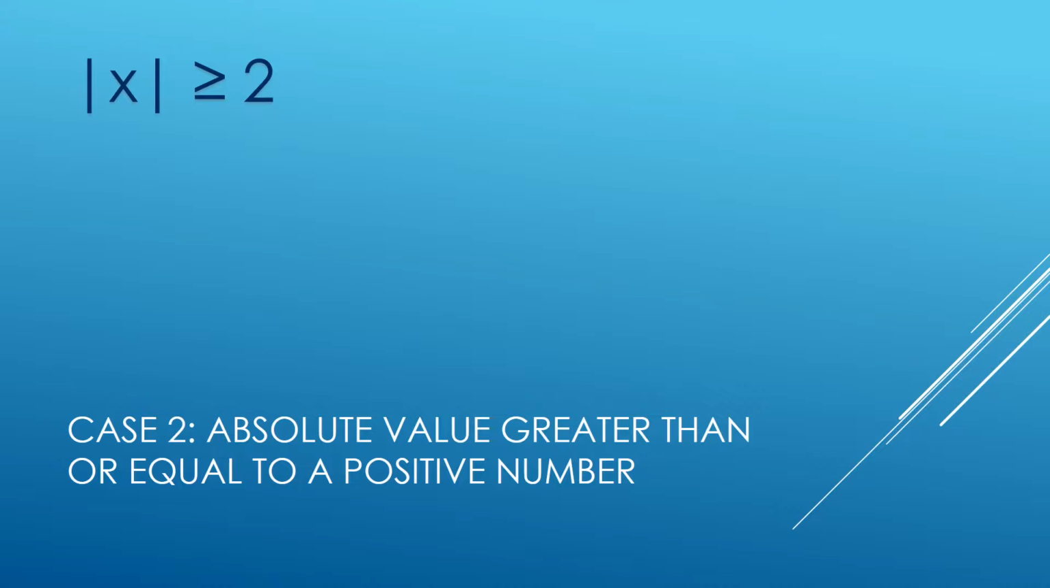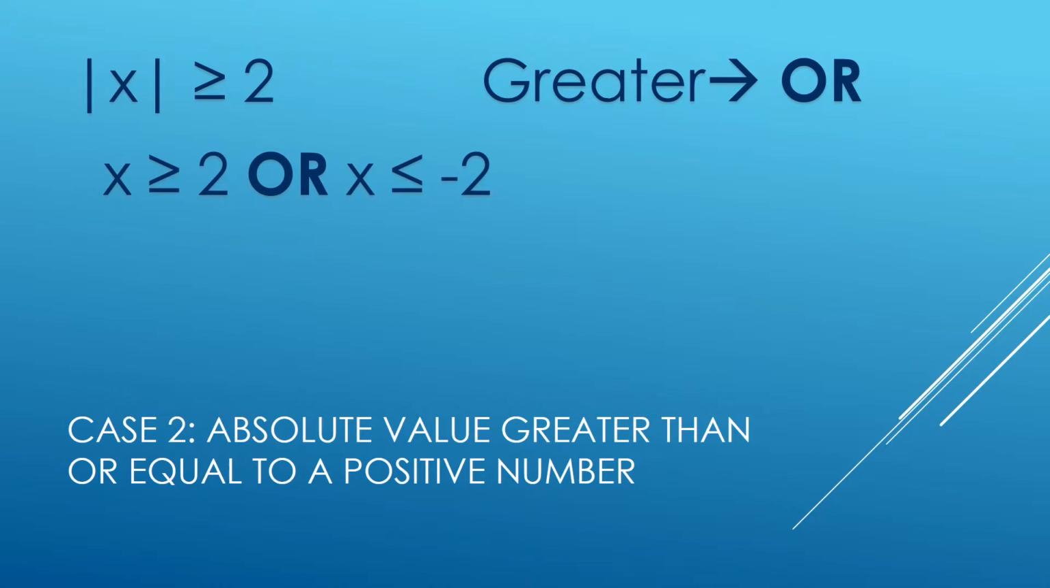Okay, another version of case 2. Again, we're going to use the greater than or equal to a positive number, which is going to be identical, except we're going to use the brackets. Again, it's greater, so or. And we have x greater than or equal to 2 or x less than or equal to negative 2.